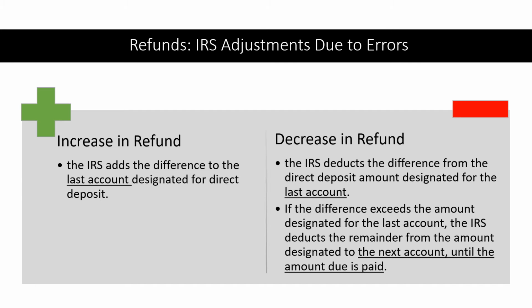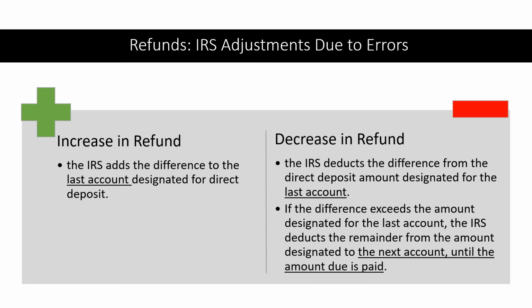While we're talking about refunds, it's important that we note that refunds can be adjusted due to errors. So of course in the field we're doing our very best to prepare accurate returns and doing our best to do a good client interview to make sure that we catch everything so that we can prepare a good client return. But sometimes the IRS calculates what they think the tax should be, and their calculation is different than the return that is filed, and so they have an adjustment to that refund.